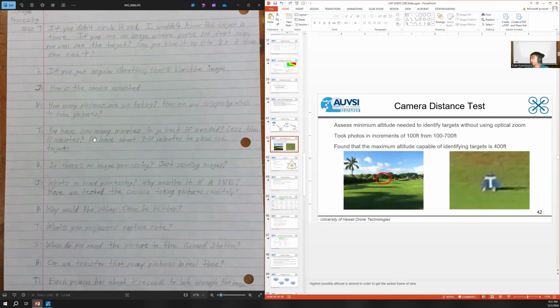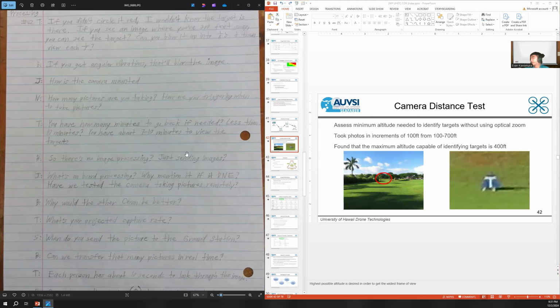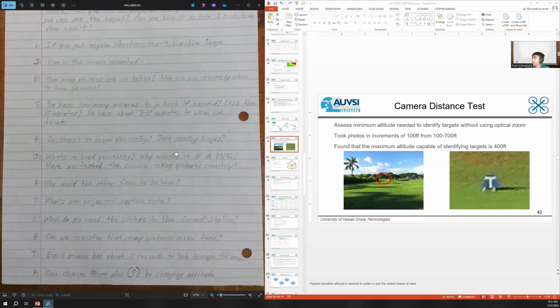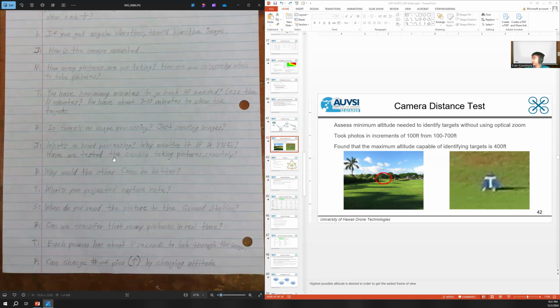Okay, then no image processing, you're sending images. In this case, I forget if the plan at the time was to send images down in real time. But at the actual competition, what we would do is land, take the SD card out of the camera, put it into the computer, and then have our people start manually looking for the targets that way. So we had a question on what's onboard processing and why mention it if it does not exist. Have we tested the camera taking pictures remotely?